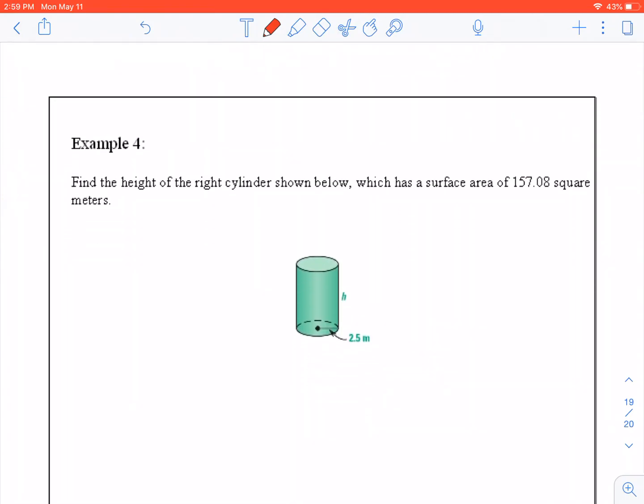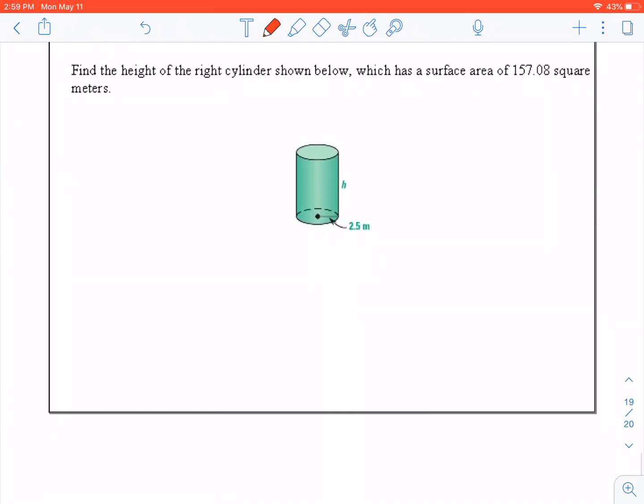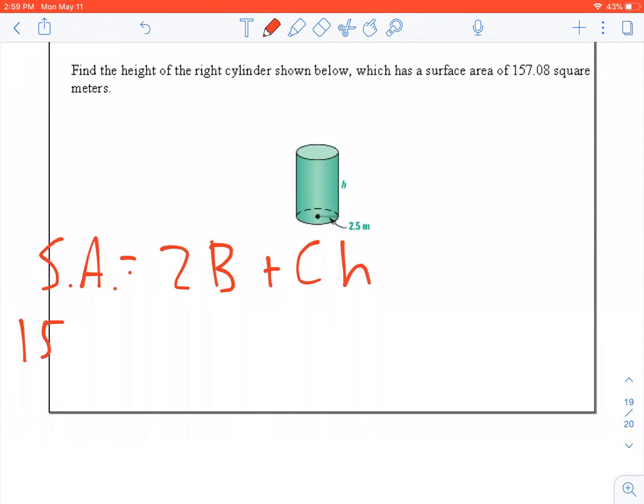Brings us to our last example here. Example 4. It says find the height of the right cylinder shown below, which has a surface area of 157.08 square meters. So once again, surface area of a cylinder is 2 times the area of the base plus the circumference of that base times the height. Here your surface area is 157.08 equals 2 times the area of the base. Area of the base would be pi times 2.5 squared.